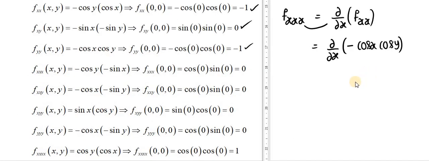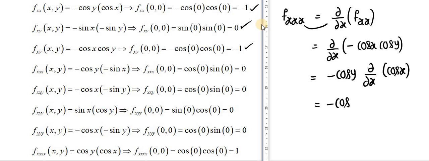Next we move to find out third order partial derivatives. f triple x equals dou by dou x of fxx. The value of fxx is minus cos x into cos y. Here we are differentiating with respect to x, that's why minus cos y is outside, inside only cos x. We know the differentiation of cos x is minus sin x. Minus into minus is plus. That's why the value of f triple x is sin x into cos y.